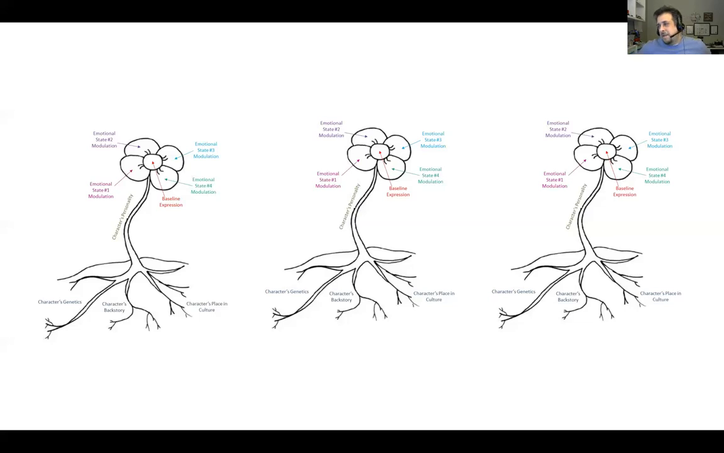All right, that's all I got for this week. It's the dialogue daisy: roots, stem, blossom, and petals, as the character's backstory, the character's personality, the baseline voice, and then how we modulate it based on different emotions. Oh, I didn't do different circumstances. So you can also modulate based on different circumstances.